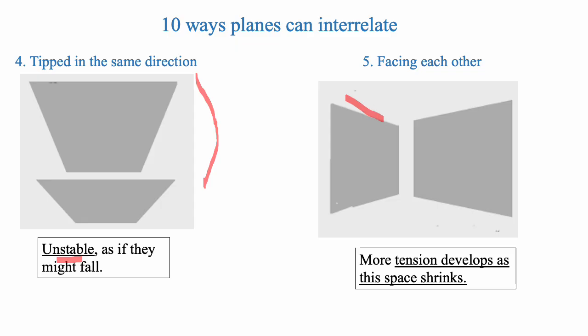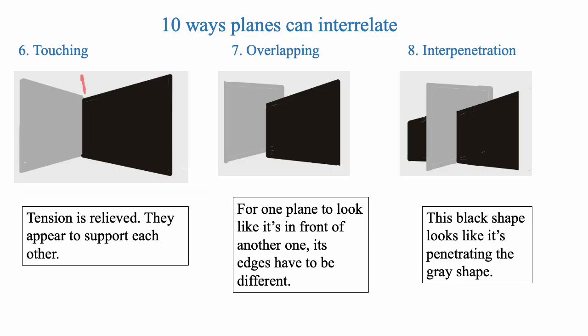These planes facing each other have a space in between, and that's very important because that space creates tension between the two planes, and the smaller this space gets, the more tension develops. When the space between the two planes goes away, the planes then look like they touch, and they connect at two ends. This relieves the tension and makes it appear like they are supporting each other.